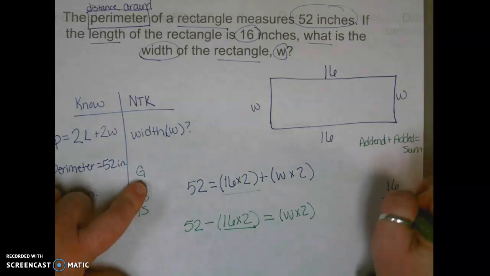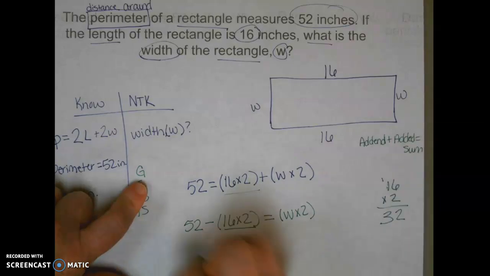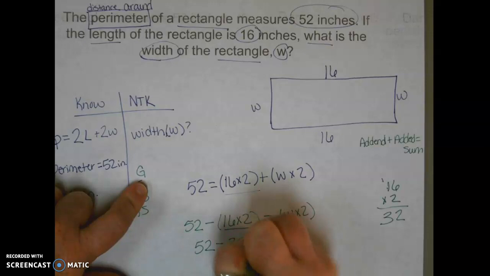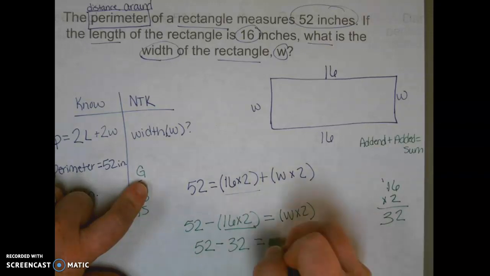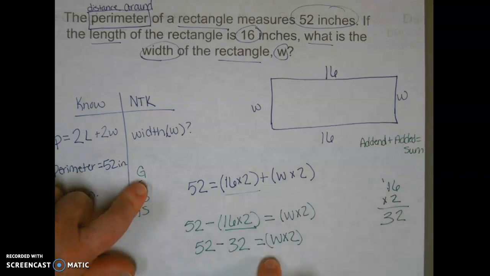I'm going to go off to the side. 16 times 2. 6 times 2 is 12. Put my 2, carry my 1. 2 times 1 is 2, plus 1 is 3. So now this is 52 minus 32 equals W times 2.